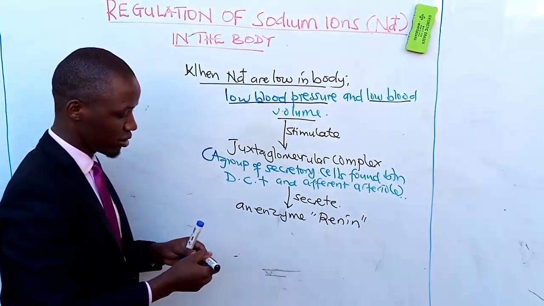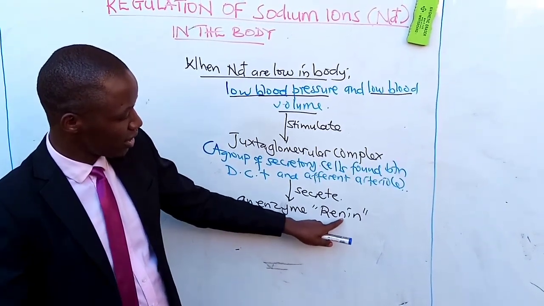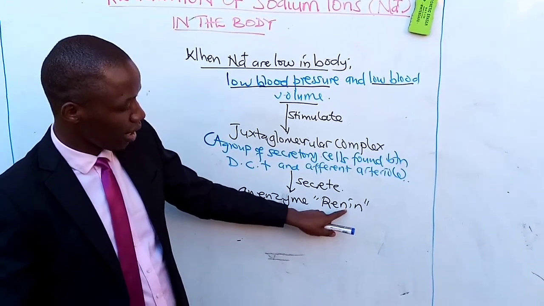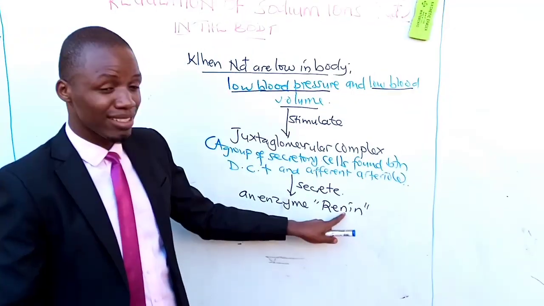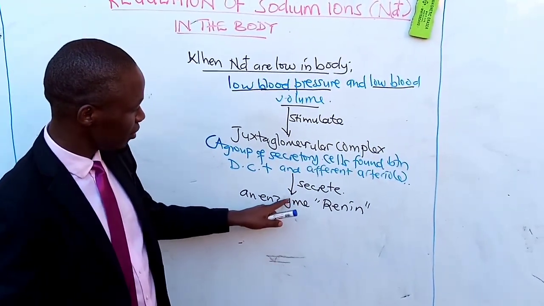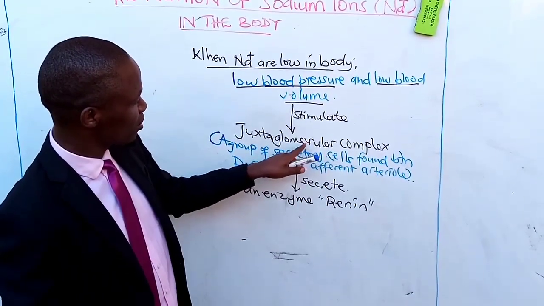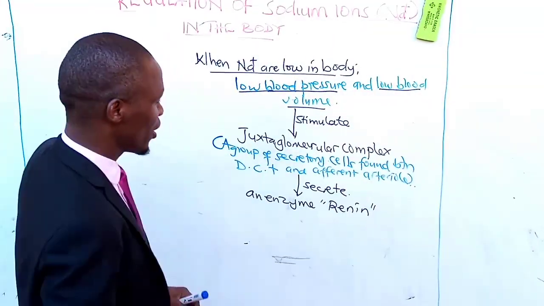I want you to take note. This is renin, not the other renin in digestion. The renin in digestion has a double N, but this renin here has a single N. So these cells, once they are stimulated, secrete this enzyme renin.